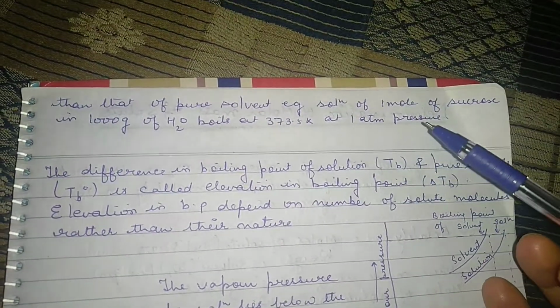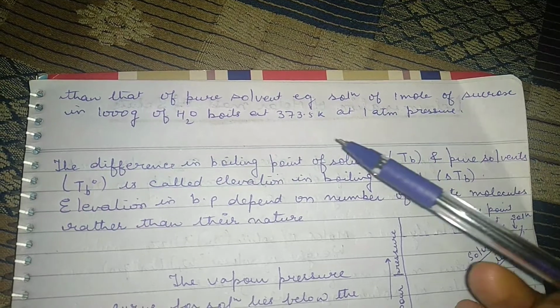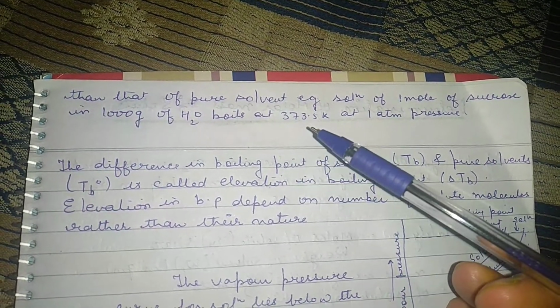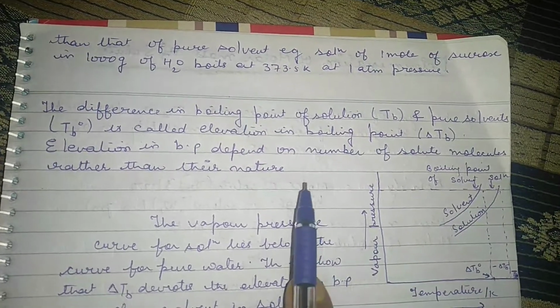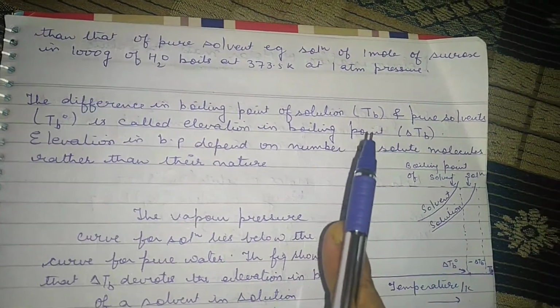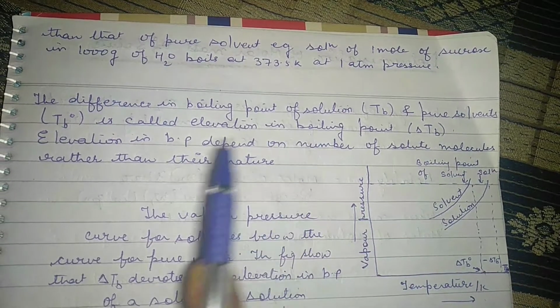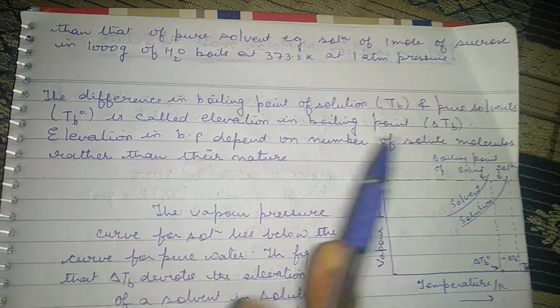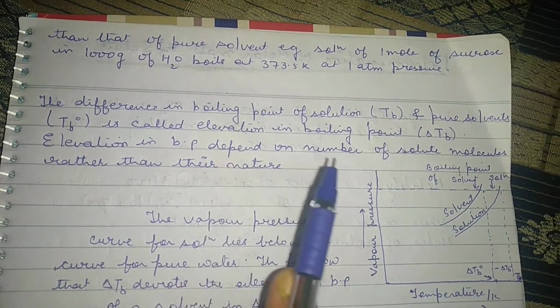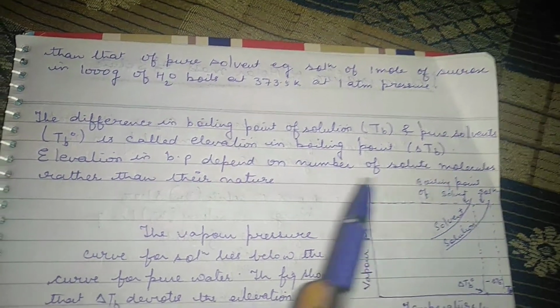Example, solution of 1 mole of sucrose in 1000 gram of water boils at 373 Kelvin at 1 atmospheric pressure. Okay, so the difference in the boiling point of a solution, that is TB, and the pure solvent TB naught is called elevation in the boiling point, that is your delta TB. Okay, so elevation in boiling point depends upon the number of solute molecules rather than their nature.